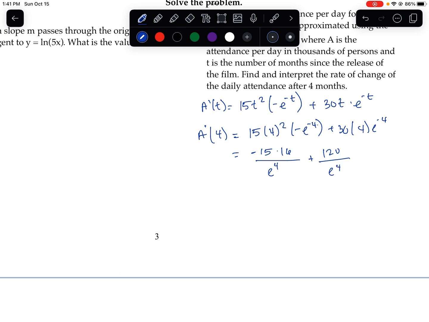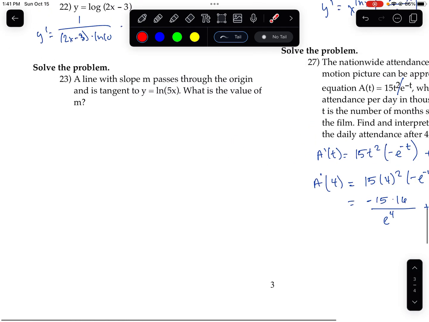Okay, and then just do whatever you need to do. Put that into a calculator. And then the average rate of change is, you could just state the number, and then it's in thousands of people per day. That's how you can describe the derivative there.